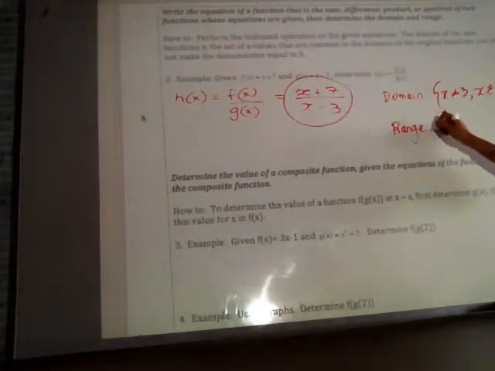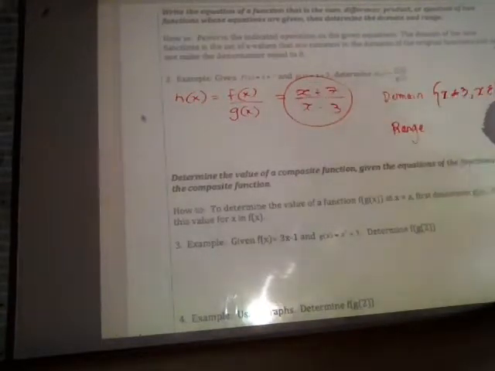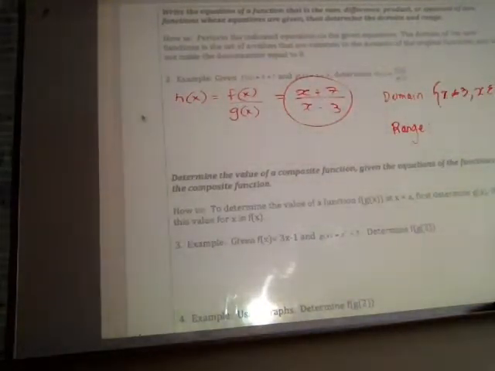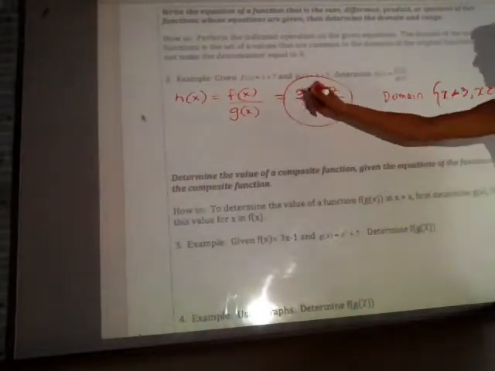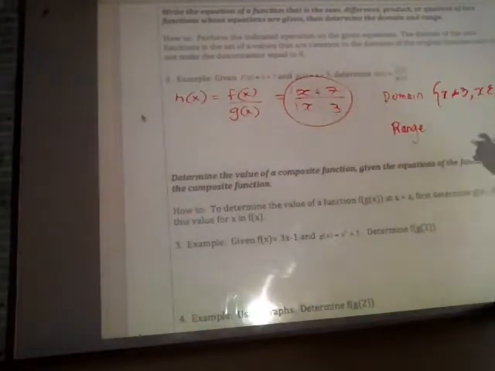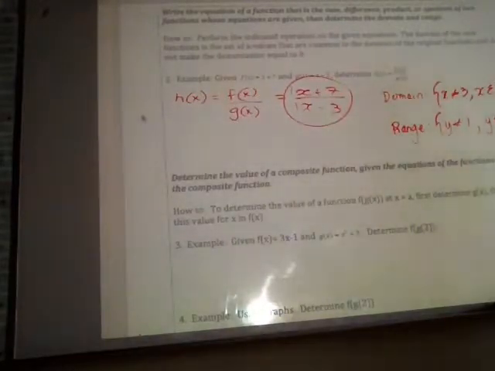Okay, now I want you to take a look at the degree of the numerator and the denominator, same degree. So that means the restriction, or the horizontal asymptote, will be 1 over 1. So in other words, y cannot equal 1, and all the other values will be real numbers.